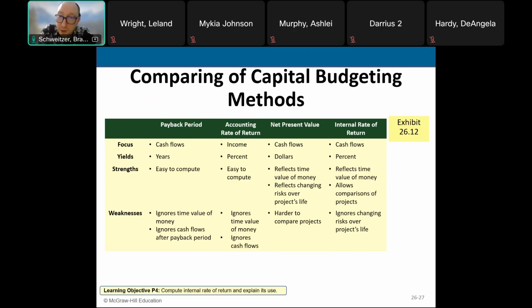Internal rate of return is good, but it ignores the changing risk over the project life. So that's why personally I prefer net present value or IRR, but really you want to compute all of them because that gives you a more holistic picture. But if you have to choose one of these four, I go with net present value, in my opinion.